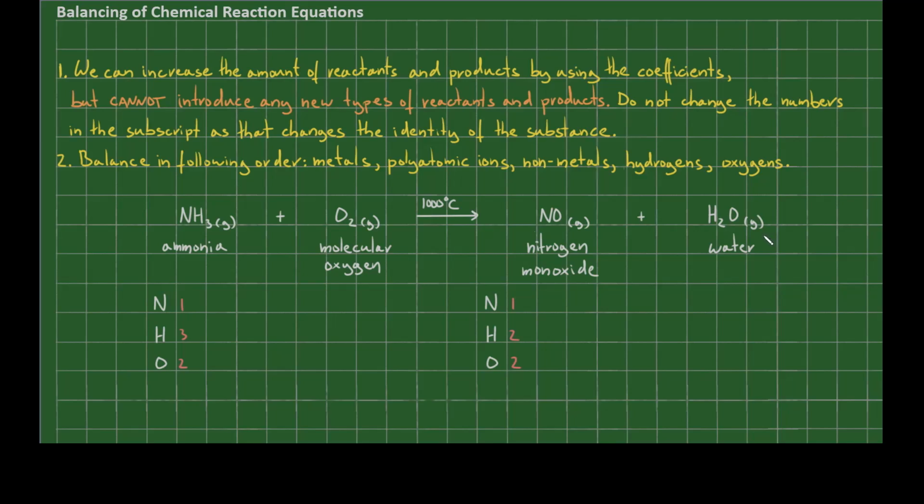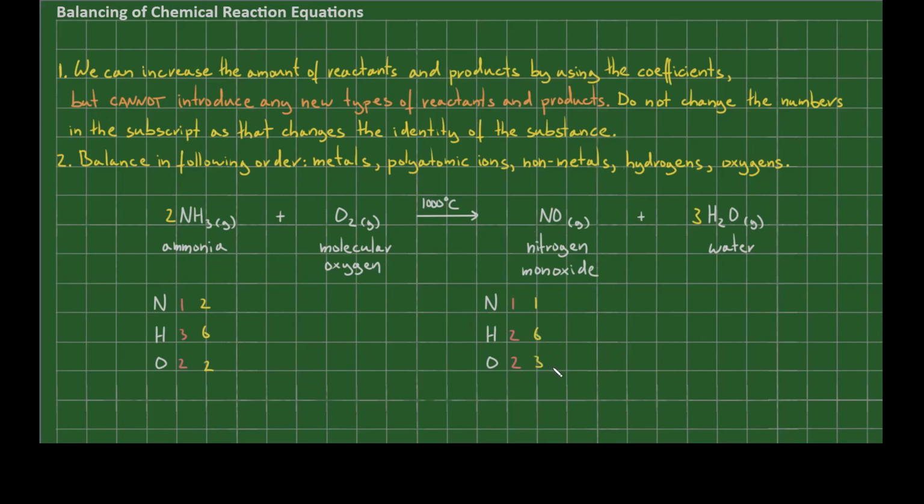3 and 2 are common factors of 6. So if I want to get to 6 by using 2, I need to multiply it by 3. By the same token, if I want to get to 6 by using 3, I need to multiply it by 2. What has that achieved? Well, now I have 2 nitrogens on the left-hand side, 6 hydrogens, and 2 oxygens. On the product side, I still have 1 nitrogen, 6 hydrogens, and 3 oxygens.